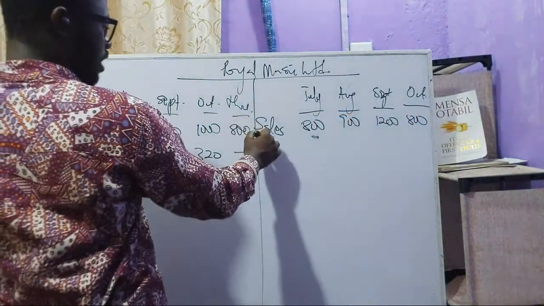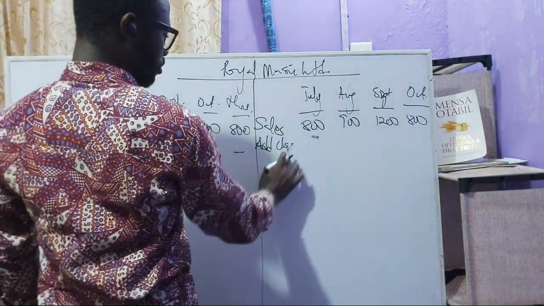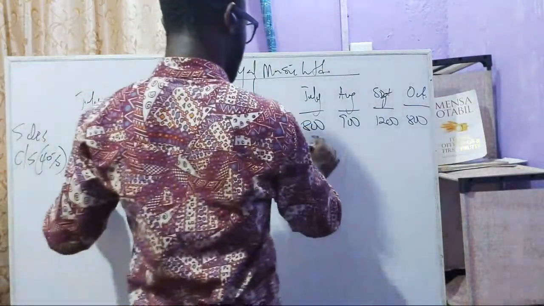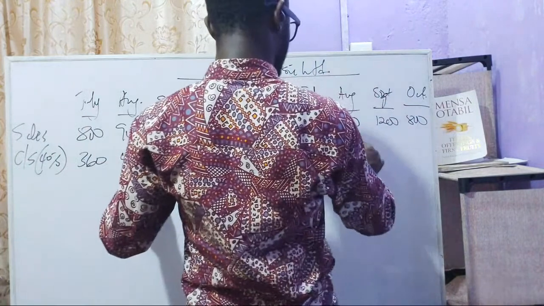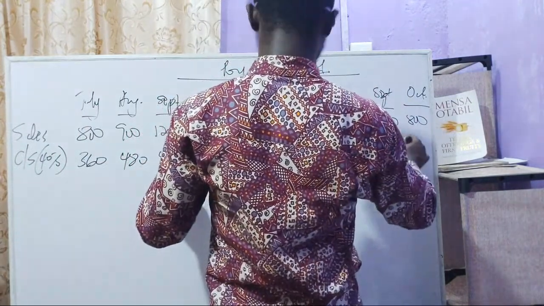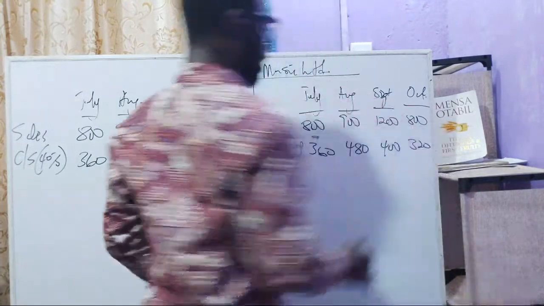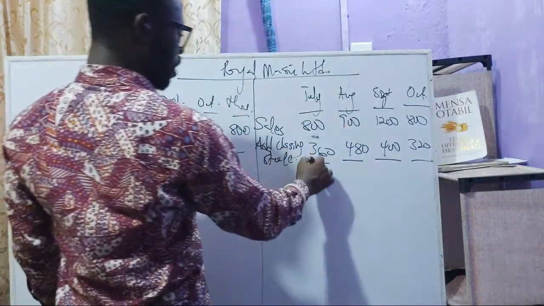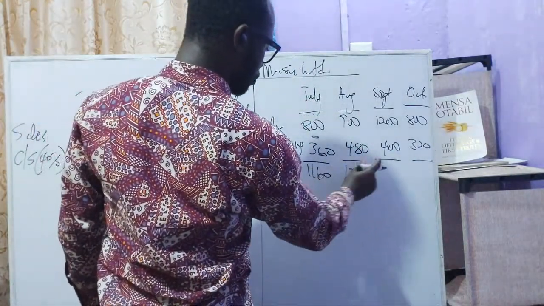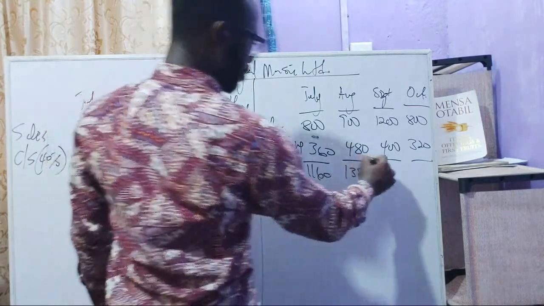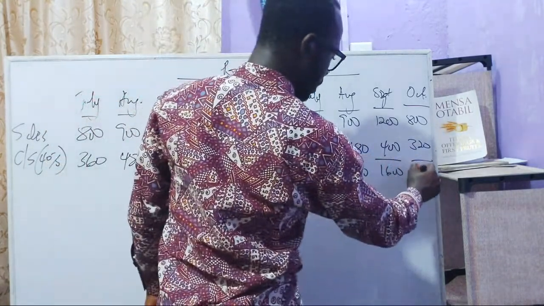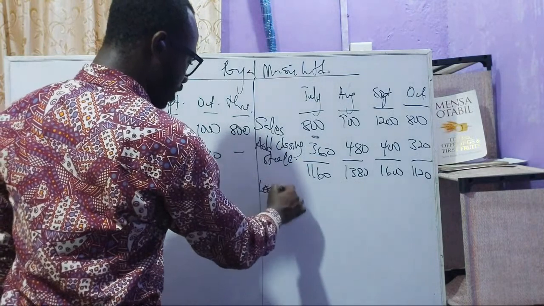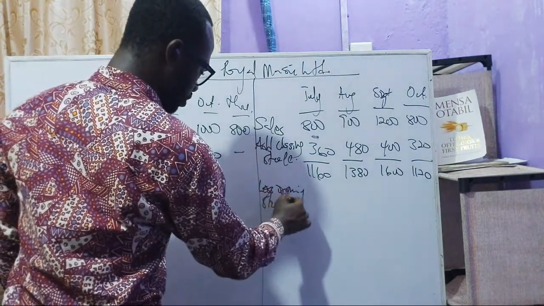Then after the sales, we add the closing stock. So if you check, the closing stock for July is 360, closing stock for August 480, closing stock for September 400, closing stock for October 320, right? Once we get the closing stock, add up to them. This is going to be 1,160, 1,380, 1,400, and then 1,120. Then we will less the opening stock.